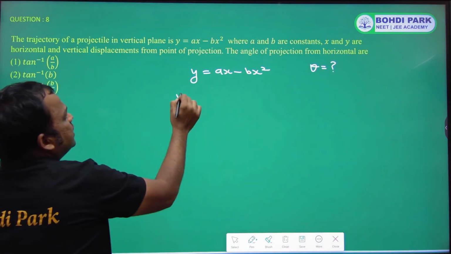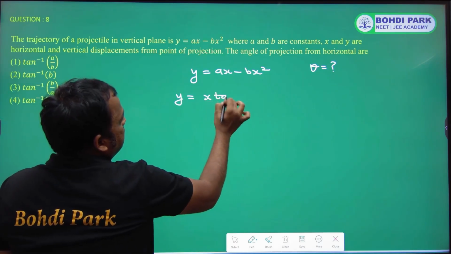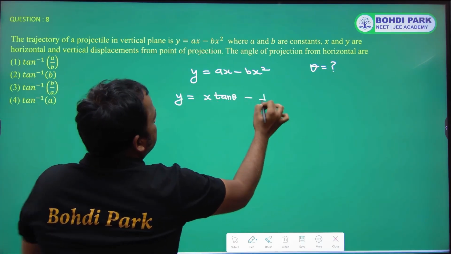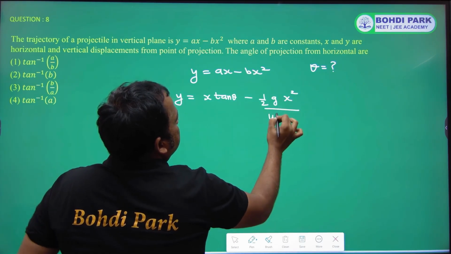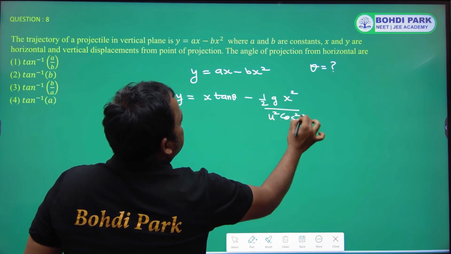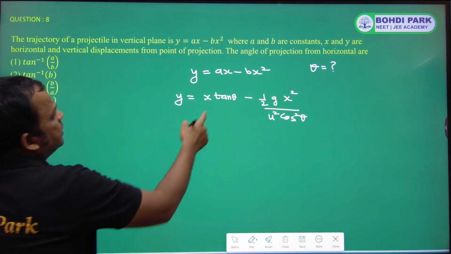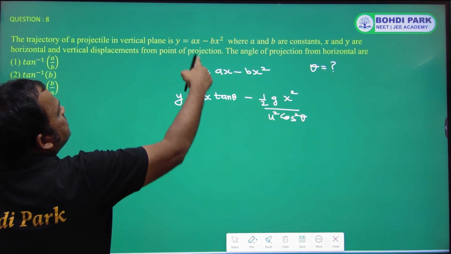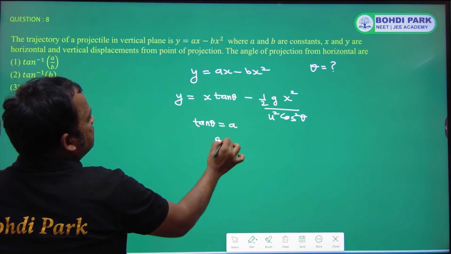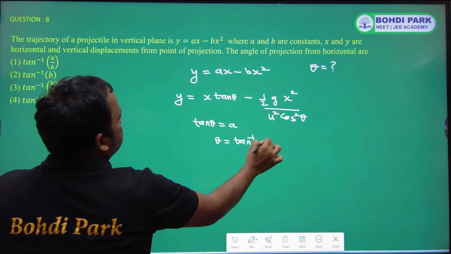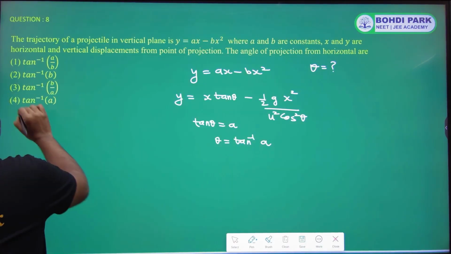So we know that the equation of trajectory is equal to x tan theta minus half g x square by u square cos square theta. So using this we can compare, tan theta is equal to a. So theta is equal to tan inverse of a. Okay, direct formula. So fourth option.